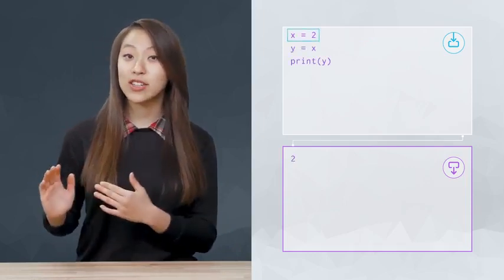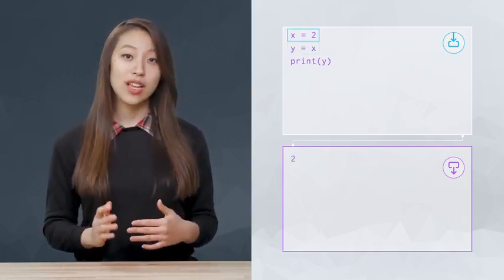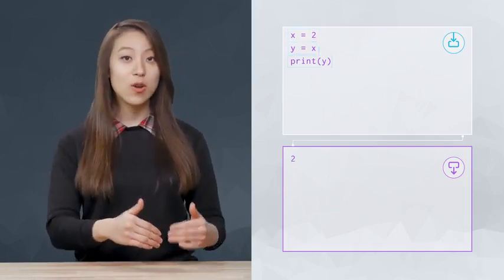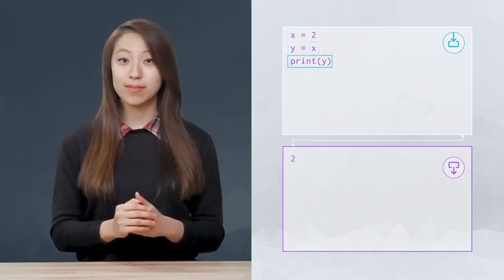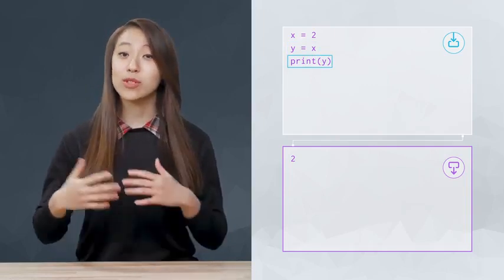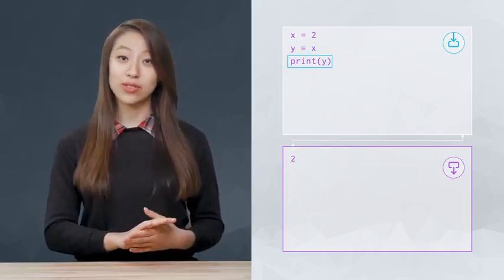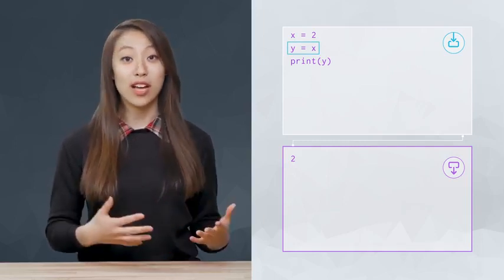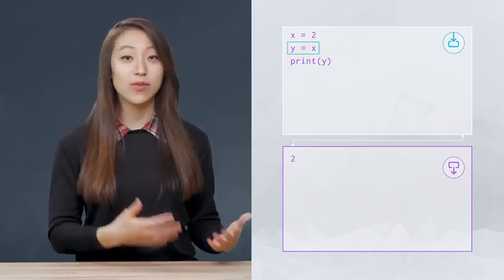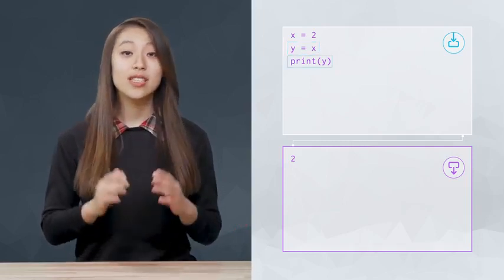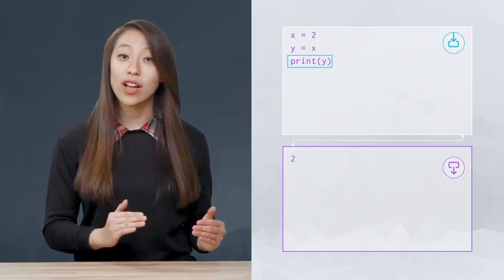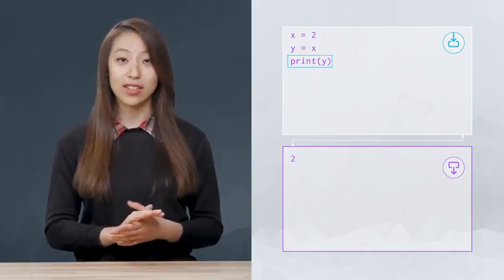The first line here defines x as 2, and the second line defines y as the value of x, which is printed in the third line. Notice we can use a variable's name to access its value. In this line, we only needed the name of the variable x to define y as its value, 2. Similarly, in this next line, we were able to print the value of y just by using the name y.